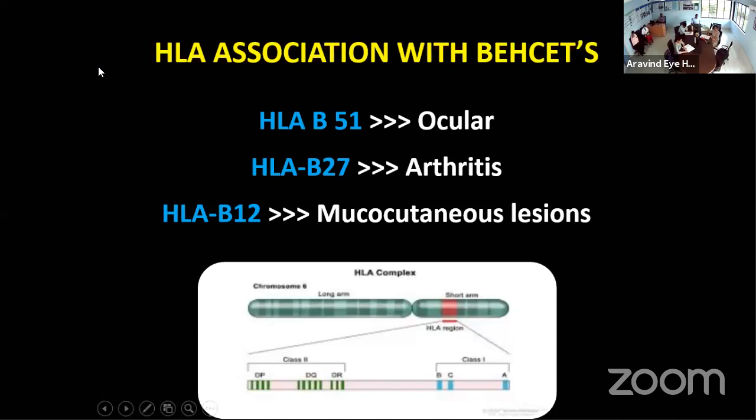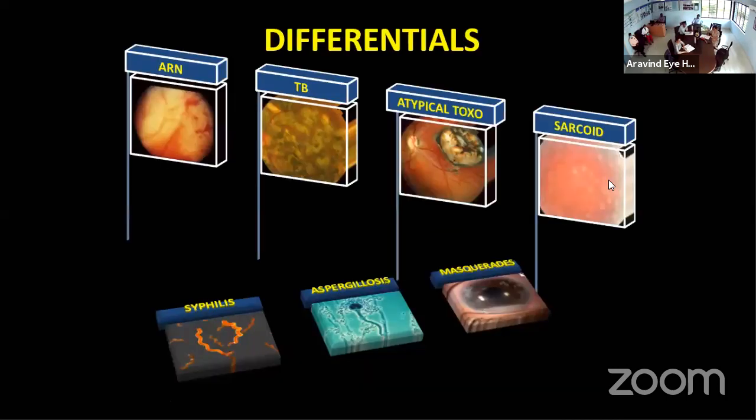B51 is so common in Behcet's. Don't be misled when I say that B27 is also seen in Behcet's, because we think that B27 is standalone for B27 uveitis, but it can be seen in Behcet's as well. So as a clinician, what I'm going to do when I see a case of Behcet's is to rule out the differentials. If you rule out the differentials, the treatment is going to be very, very straightforward.